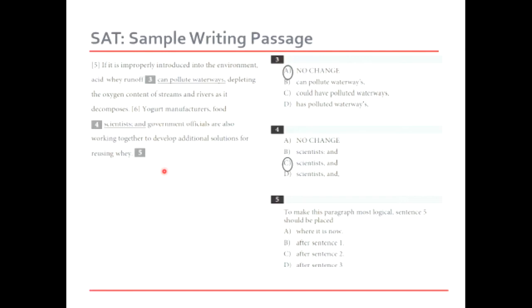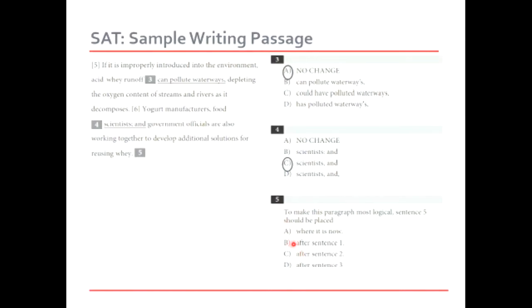Now, did you notice that when I read the first sentence and when I read the sentence after the full stop, the two ideas do not seem to be connected? The first one talks about the harmful effects of acid whey on the environment, and then the second one immediately introduces a new idea, or you could say an idea that does not relate to the paragraph. So the first option, A, where it is now, does not seem to be the right option, right? We definitely need to change sentence 5's position from here. We need to move it somewhere else in the passage.